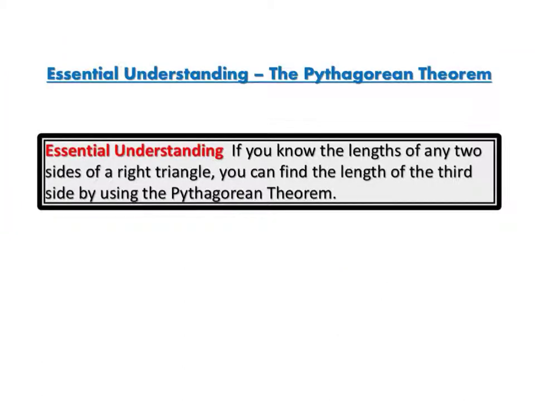What you should understand by the end of this lesson is that if you know the lengths of any two sides of a right triangle, you can find the length of the third side by using the Pythagorean theorem.